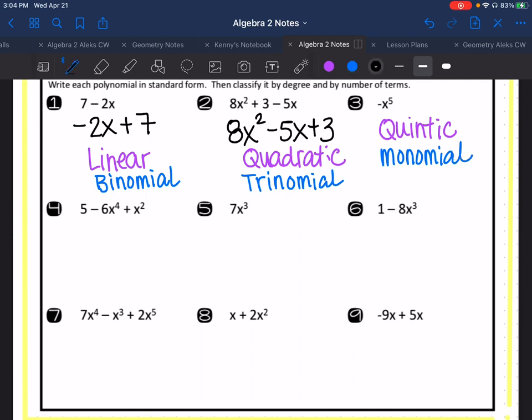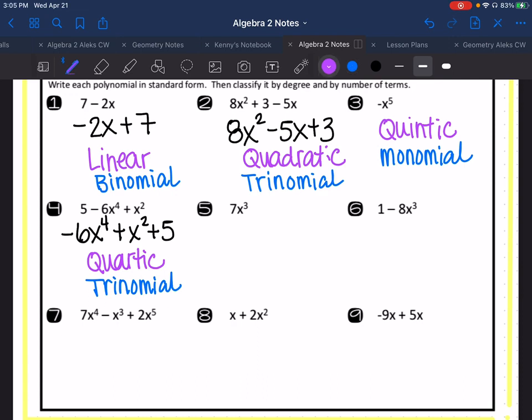All right, let's take a look at number 4. The largest term is the x to the 4th, so I'm going to grab the negative 6 with it. Then I'm going to do the 2 because it's 4, 3, 2, and then 1, and then none. There's standard form. My highest variable is 4, so that's going to be a quartic. And there are 3 terms, so this is a trinomial.